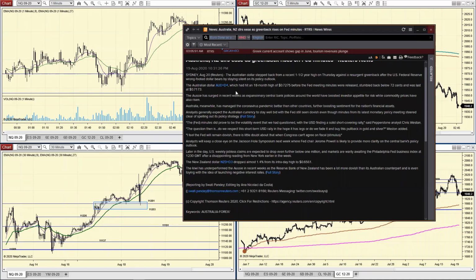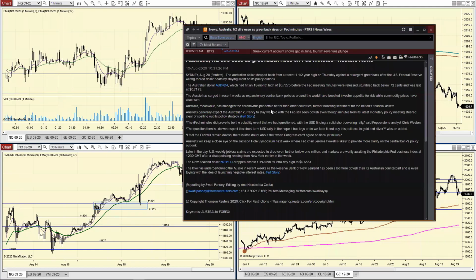The Australian dollar, which had hit an 18-month high of 72.75 before the Fed meeting minutes were released, stumbled back below 72 cents and was at 71.73. The Aussie has surged in recent weeks as expansionary central bank policies around the world boosted investor appetite for risk, while commodity prices have also risen. Australia, meanwhile, has managed the coronavirus pandemic better than other countries, further boosting sentiment for the nation's financial assets. Analysts generally expect the Australian currency to stay well bid, with the Fed still seen as dovish, even though the minutes from its last monetary policy meeting steered clear of spelling out its policy strategy.